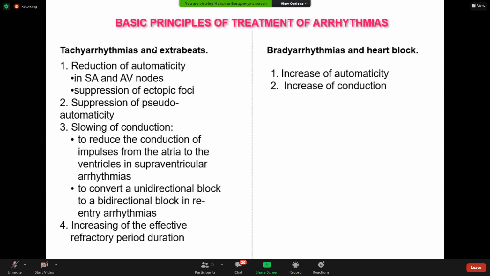For bradyarrhythmias and heart block, the treatment is an increase of automaticity, because such types of arrhythmias are characterized by decreased conduction in heart block, or bradyarrhythmias can be the result of decreased automaticity of the sinoatrial node. That's why, if we are speaking about bradyarrhythmias, it's better to increase automaticity of the sinoatrial node, for example, or in heart block, we can use drugs that increase conduction.